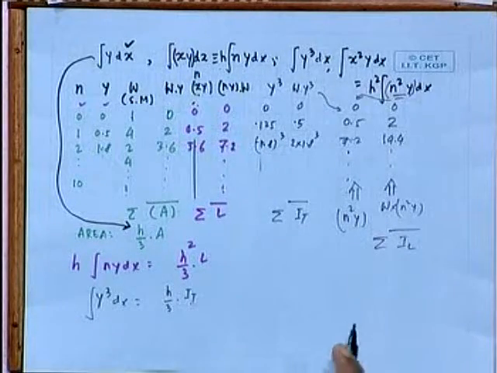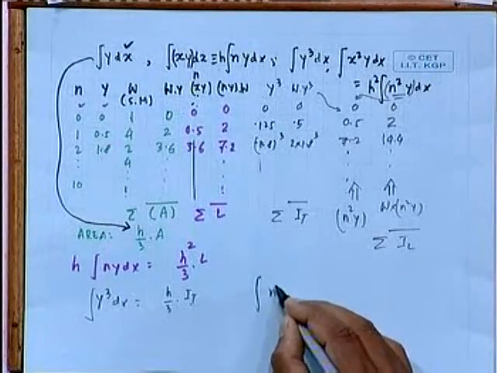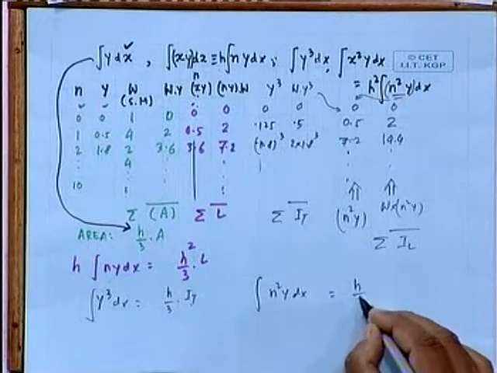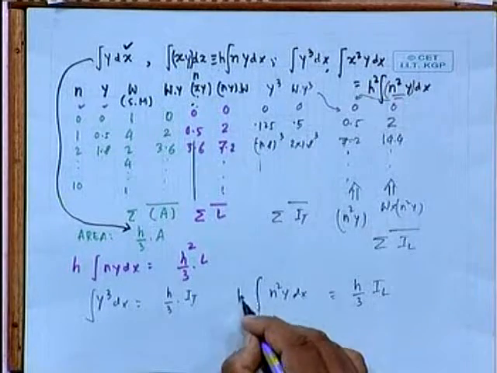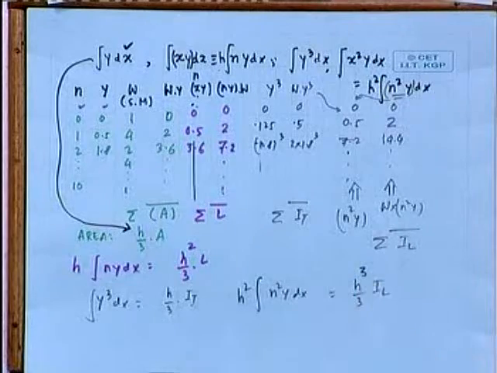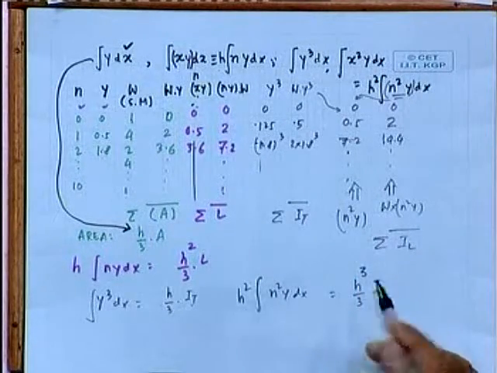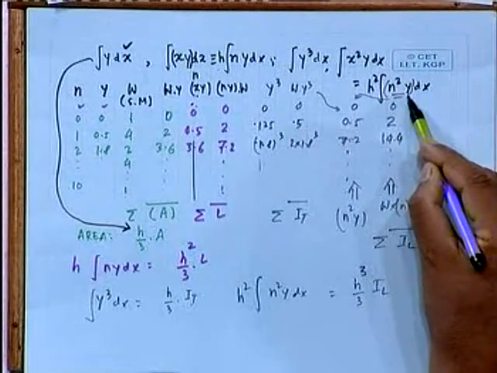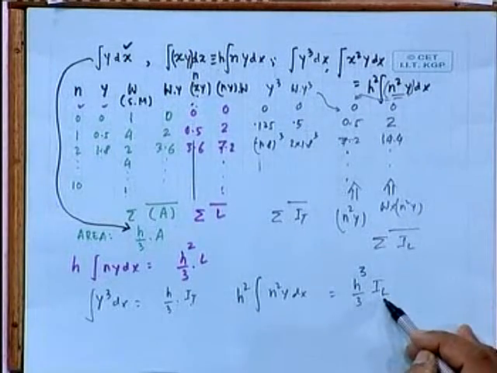And now remember that this is where the confusion will come. The integral of n square y dx is h by 3 into IL. But I have an h square multiplied here. So I have to multiply h square. So this gives h cube by 3. This is very important. Now let's check again the units. What is the unit of n square y? It is meter. So this is meter.